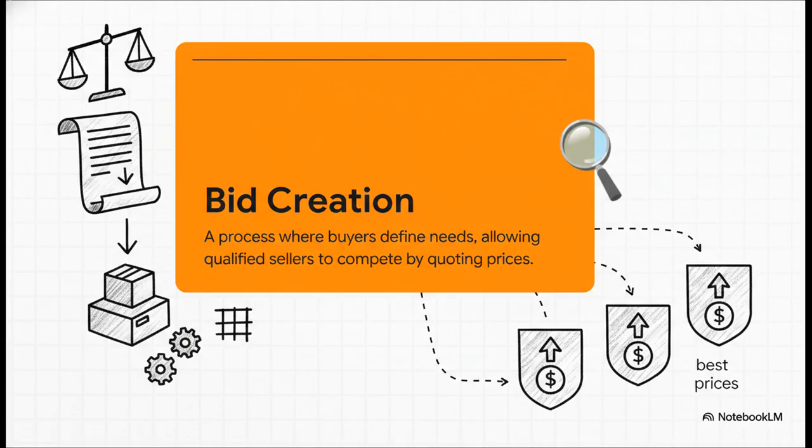Think of it like this. You're sending out a formal invitation for sellers to compete for your business. You, as the buyer, spell out exactly what you need: the product, the tech specs, how many you want, and then all the eligible sellers come in and submit their best possible price. It's really the cornerstone of fair competition on the platform.